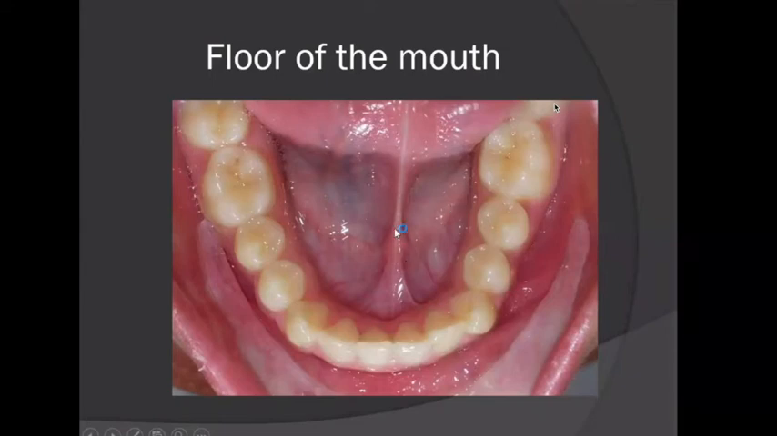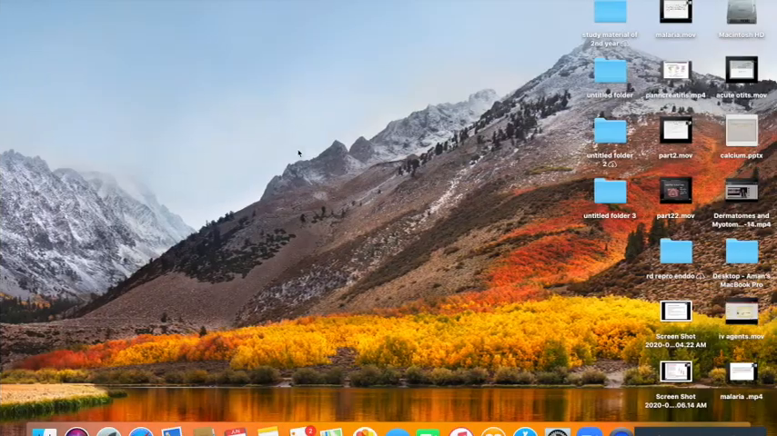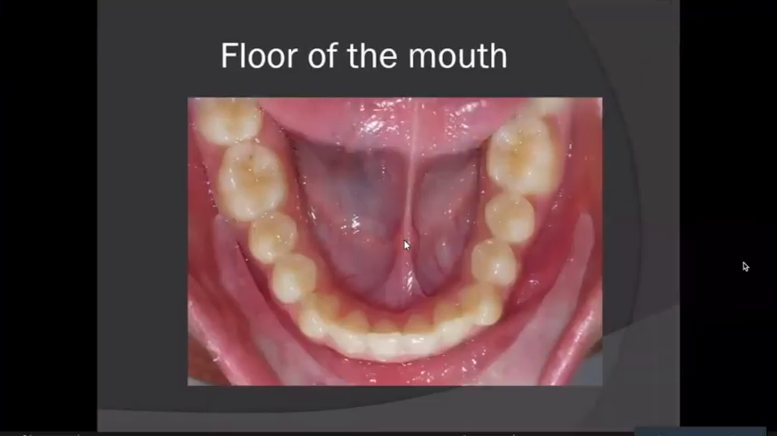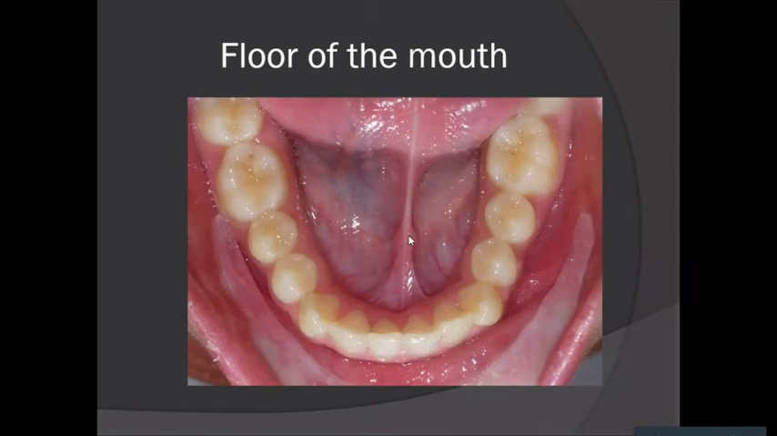Now if you look somewhere here on the floor, you can see a raised papilla-like thing. This is the lingual papilla, where the submandibular salivary ducts open. This is raised tissue which defines the location of the sublingual salivary glands, and you can see multiple openings here through which saliva comes out of the sublingual gland into the oral cavity.